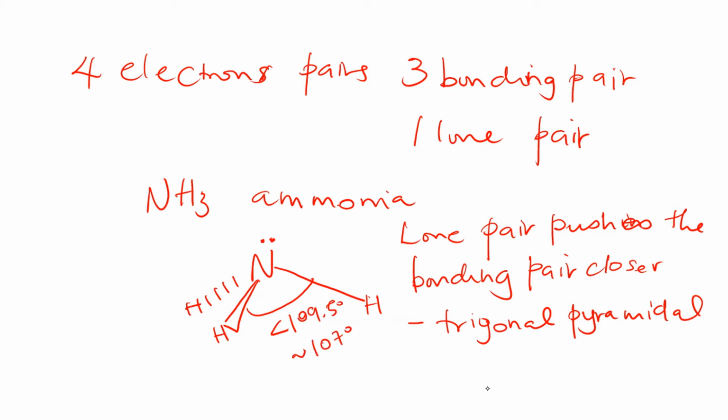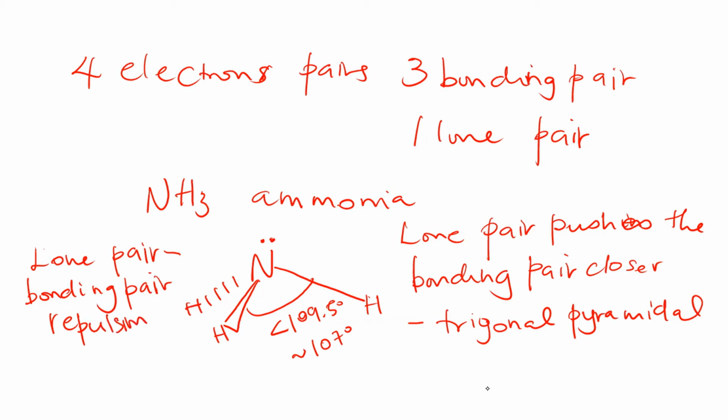So in this, you have lone pair bonding pair repulsion taking place. Because of lone pair bonding pair repulsion, it adopts a trigonal pyramidal shape. And remember this angle: approximately 107 degrees bond angle, less than 109.5.